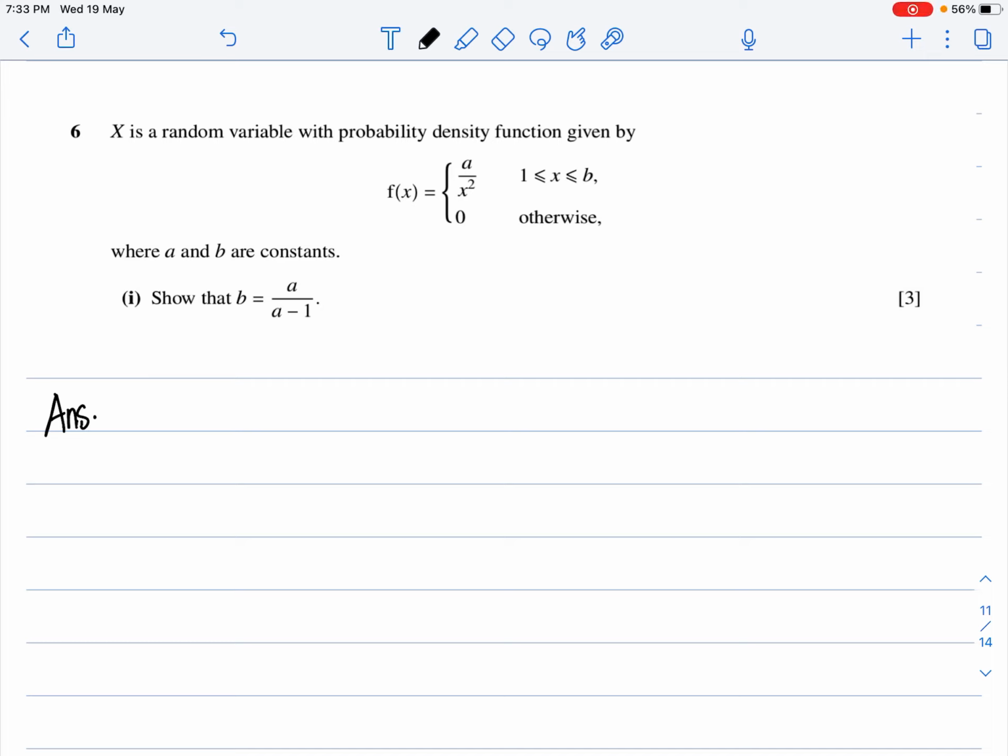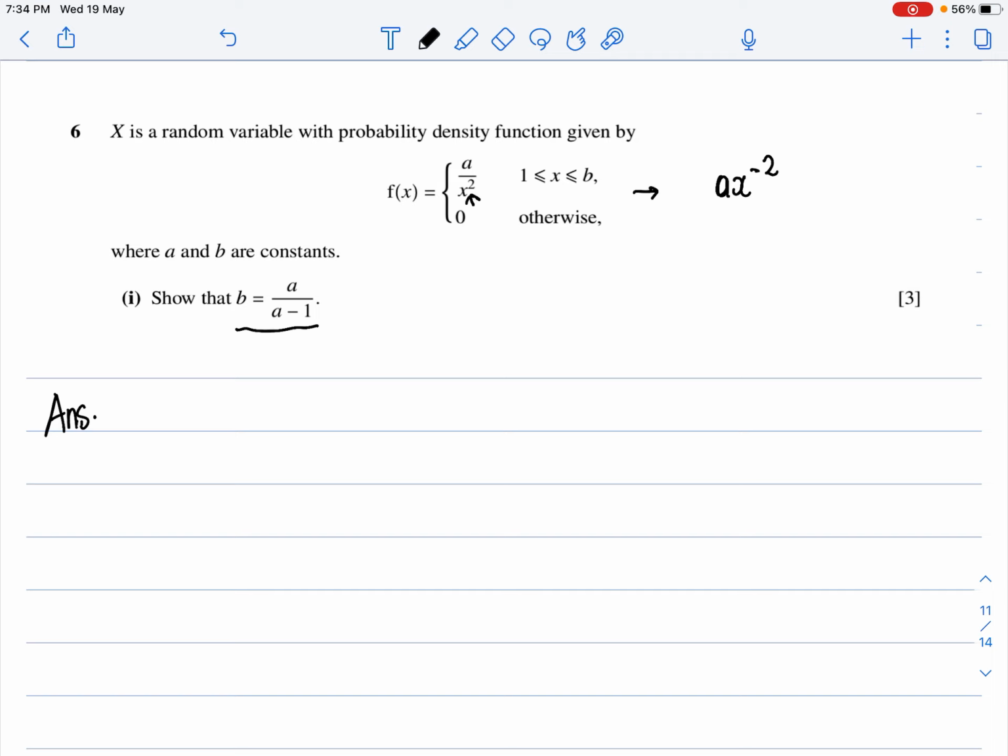This is the sixth question of the paper. As you can see, they have given us a probability density function. So this can basically be written as a into x raised to minus 2, correct? When I take x square in the numerator, I can write it as a into x raised to minus 2. So now what I need to do is show that b is equal to a over a minus 1.